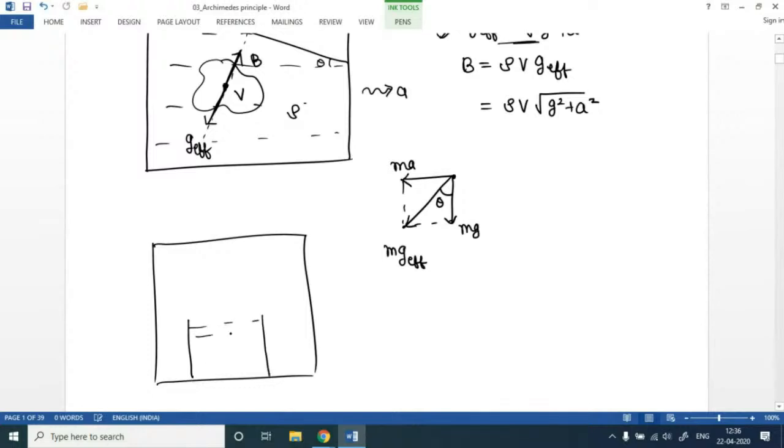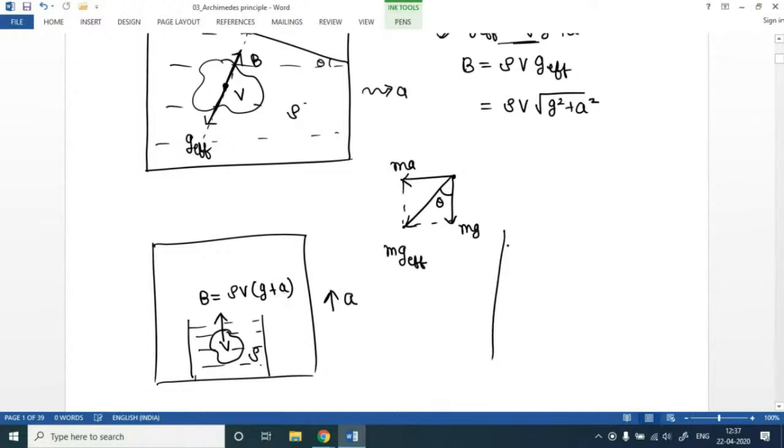Okay, and in this some liquid is there, and this body is over here. Its volume is V and the density of the liquid is rho. So what would be the buoyancy on this if this container is accelerating vertically upward with acceleration a? In that case the g effective would be nothing but g plus a. So the buoyancy would be B equal to rho V times g effective, which in this case is g plus a.